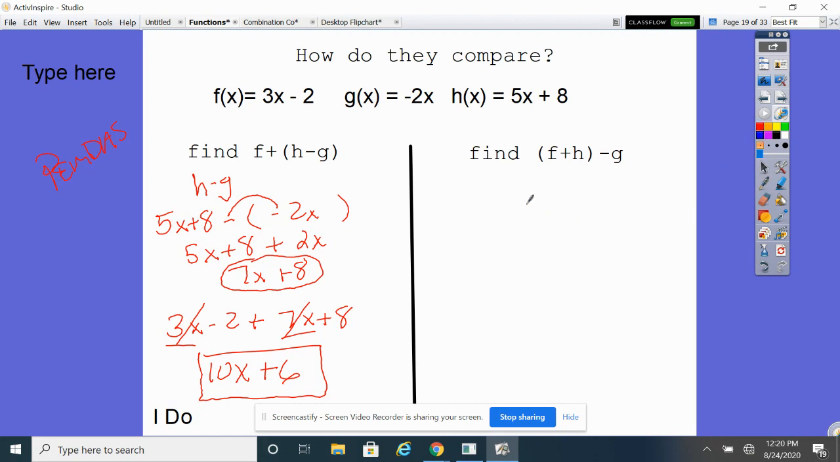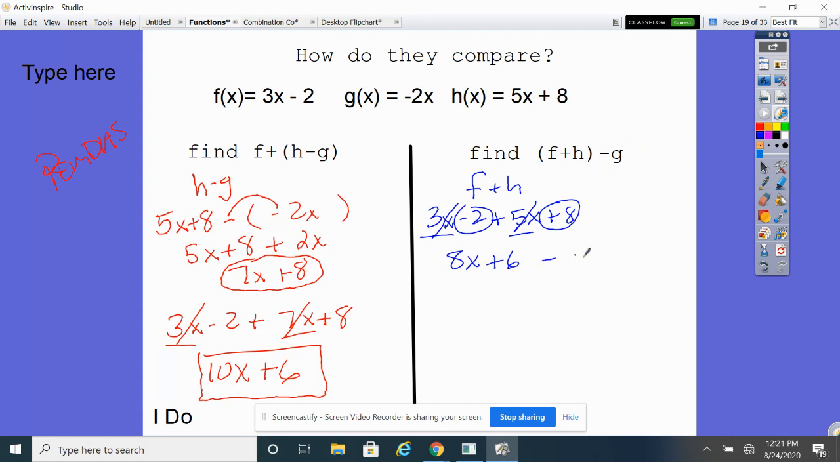Let me switch colors. We're now going to put f plus h in parentheses. So we're taking the parentheses and we're going to slide them over. And now g is all by himself outside. Well, you always start with the stuff in the parentheses. So what's f plus h? The f stuff, according to the top here, is 3x minus 2. Then write a plus sign. What is h? H is 5x plus 8. Collecting like terms, 3x's and 5x's is 8x's. We're done with those. Negative 2 and a positive 8 is positive 6.